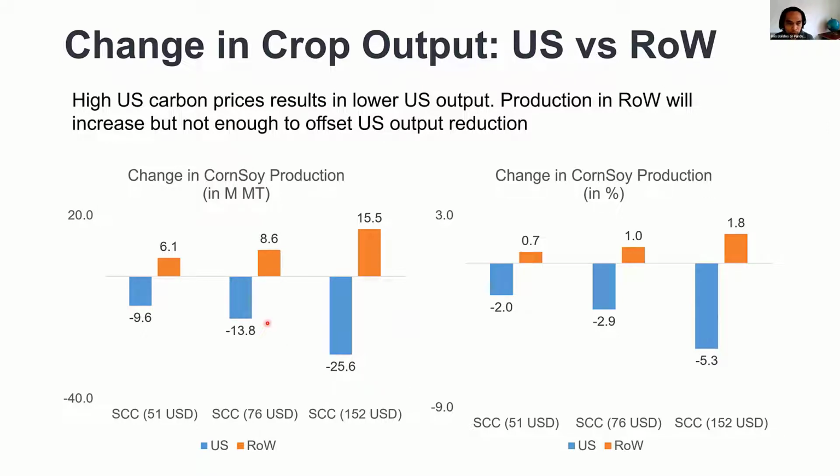Because overall you're going to have a global reduction in crop output, that could have some implication in terms of higher prices in the global market, and that could have an effect on food security and so on, which we haven't really explored in full detail.